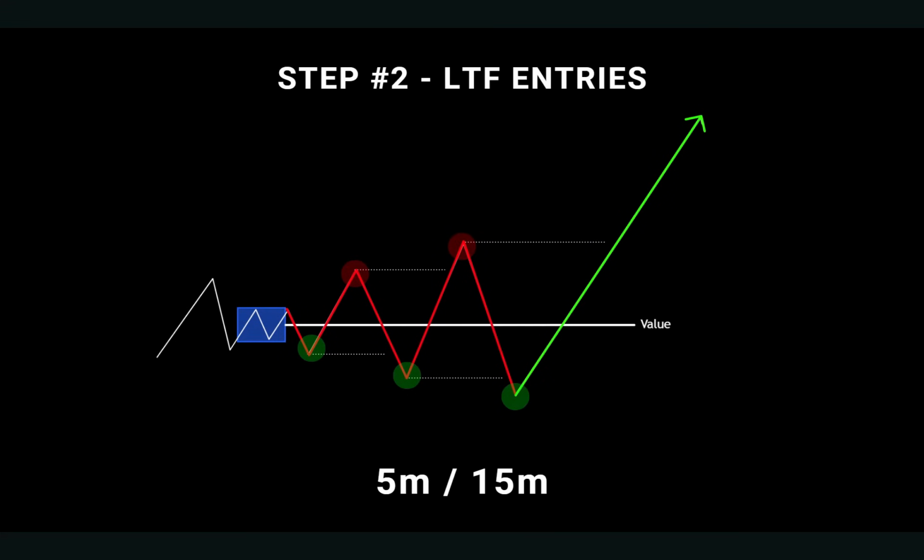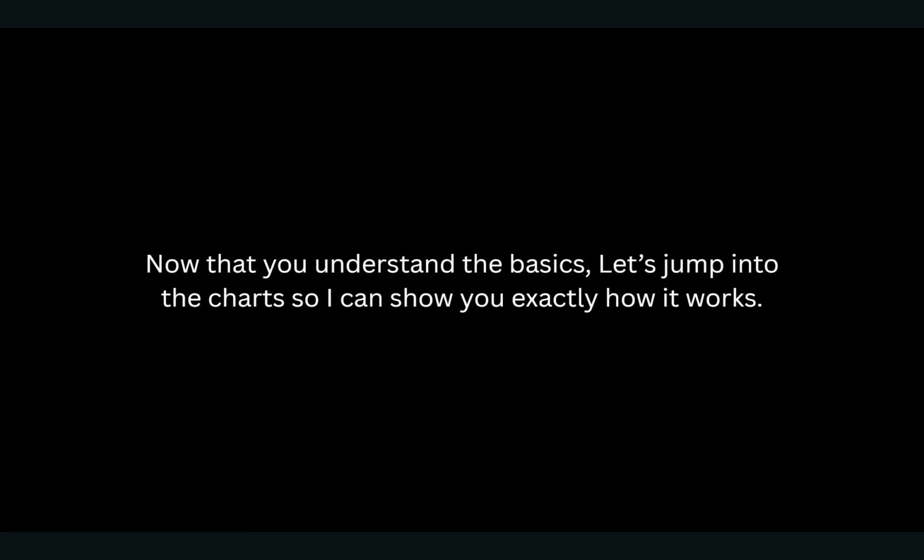Once you understand bias, step number 2 is our lower time frame entries. Then we go into the lower time frame and we start marking out lower time frame master patterns on the 5-minute or the 15-minute chart. Now, all depending on the bias on the higher time frame, that is where your entries are going to align on the lower time frame. If your bias is long on the higher time frame, we're going to look for long entries underneath the value line. If your bias was short on the higher time frame, we're going to look for short entries when price is above the lower time frame value lines. Now that you understand the basics, let's jump into the charts so I can show you exactly how this works.